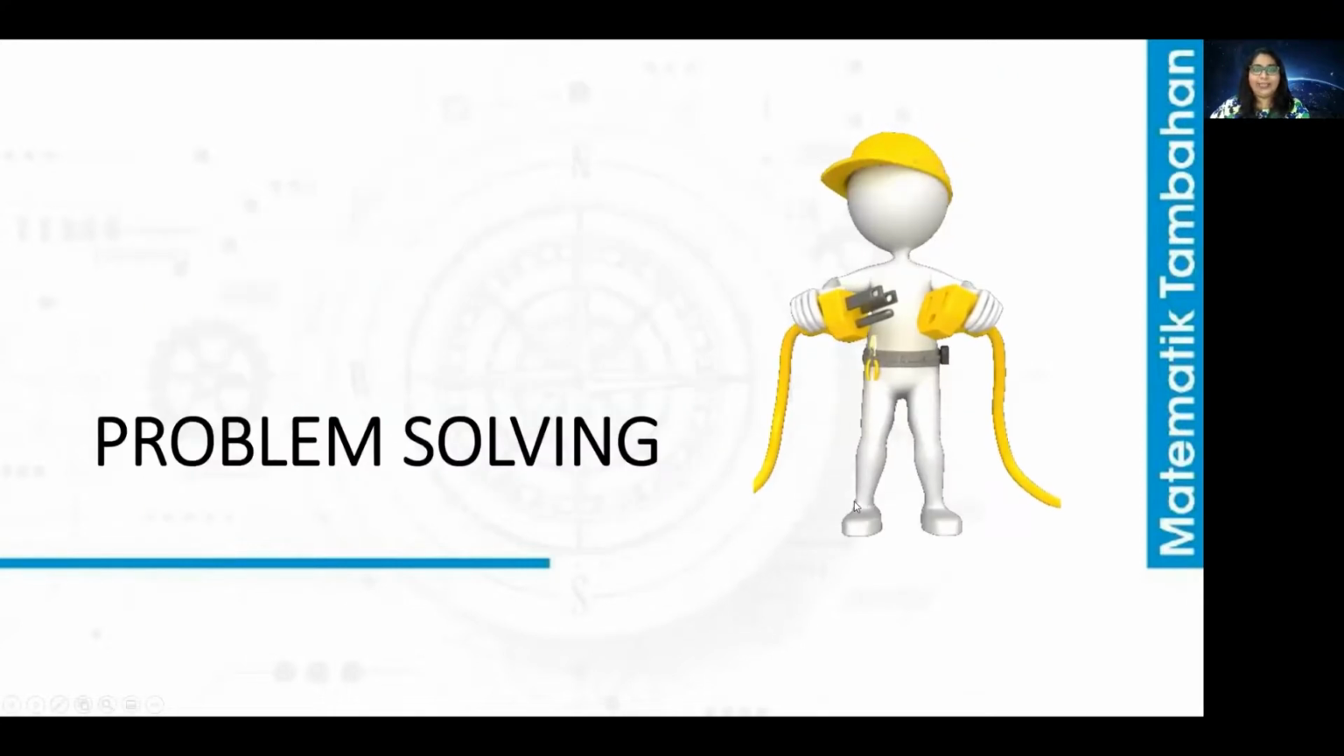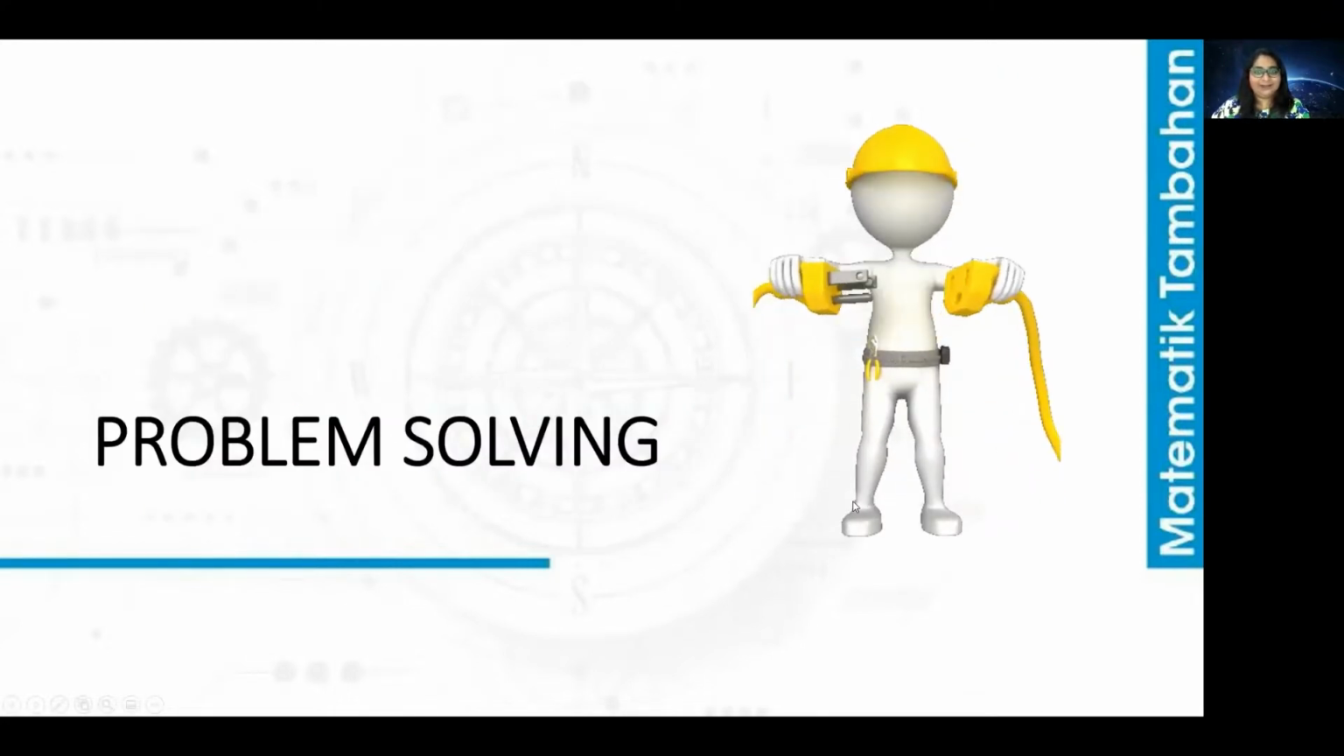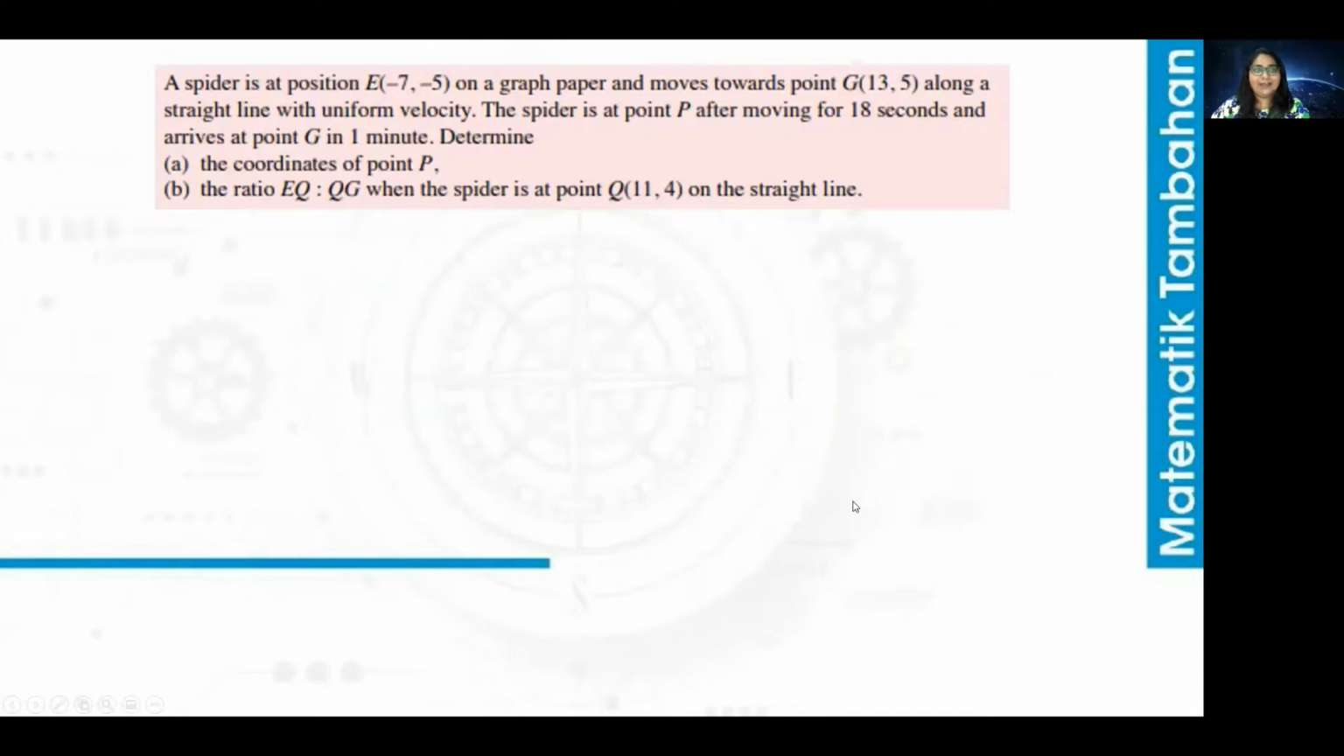Next, we will be looking at one problem-solving question. A spider is at position E(-7, -5) on a graph paper and moves towards point G(13, 5) along a straight line with uniform velocity. The spider is at point P after moving for 18 seconds and arrives at point G in 1 minute. Determine (a) the coordinates of point P.